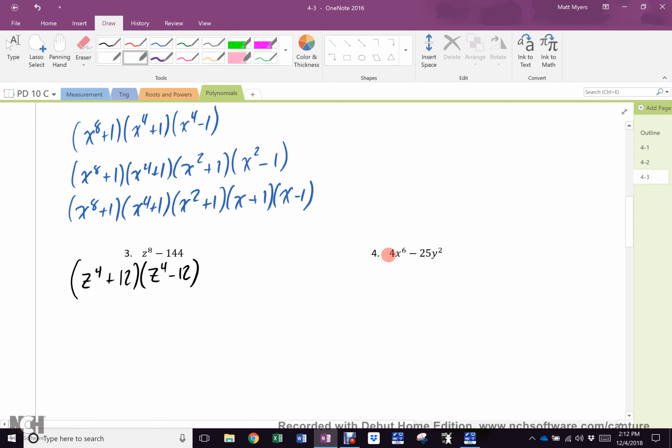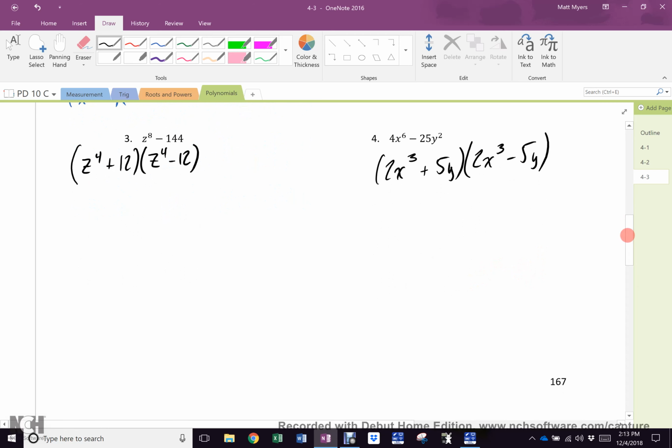If there was no 4 there and no 25 there, could you do it? Okay. If there was no y there, could you do it? It would be 2 and 5. So what's the answer? 2x cubed plus 5y and then 2x cubed minus 5y. Yay! Do I ever leave that much white space? No. Why?